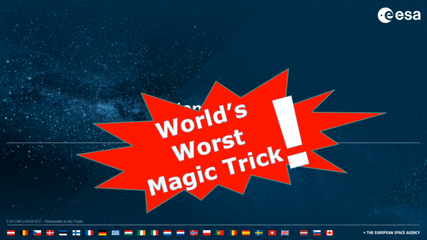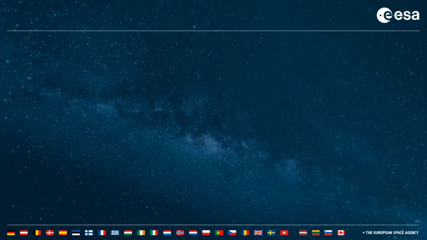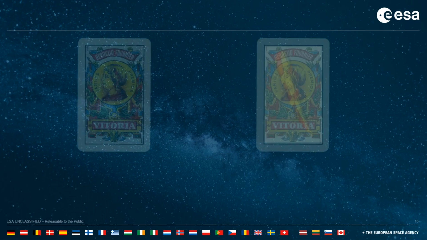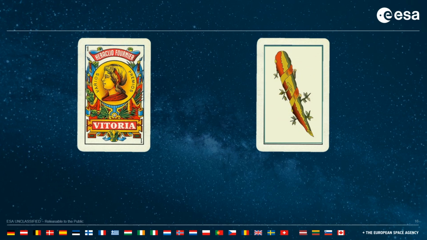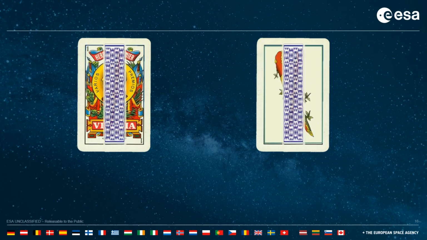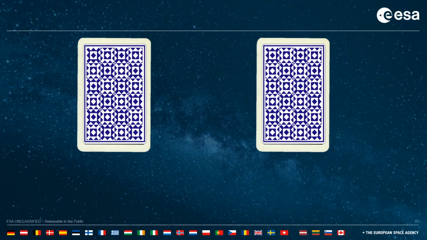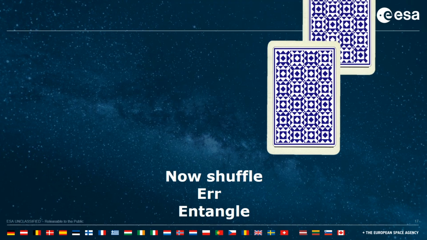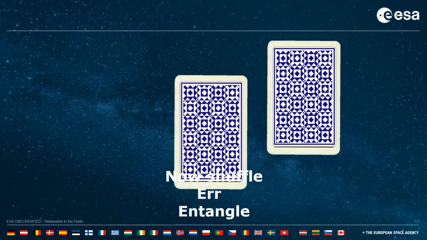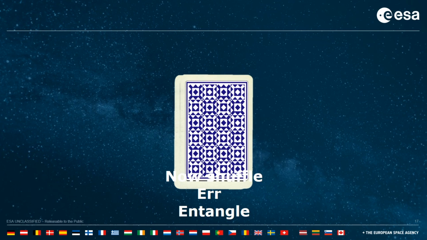So, ready for the world's most magic trick. Let's take 2 cards, ace of coins, ace of clubs, and well, shall we? So shuffle. Oh, sorry, I meant entangle. Sorry, this is a quantum discussion, not a card show. So we entangle the 2 qubits.